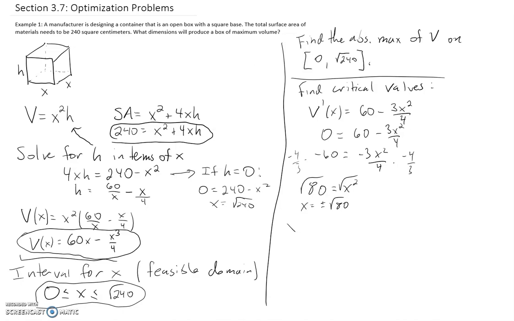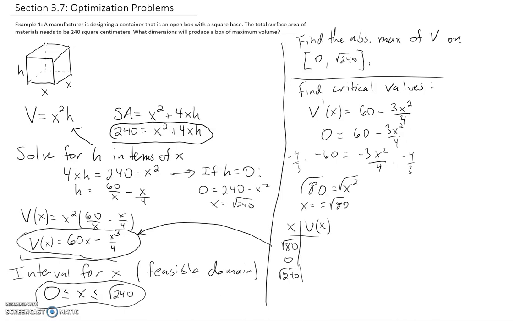So now we can look at our chart where we take a look at each of my critical values. Well, the only one that makes sense in this case is square root of 80. We include our endpoints of 0 and the square root of 240. We've listed off the endpoints and all the critical values, and now for each of these, we're going to plug them back into our volume formula. This will calculate the volume of each of these.